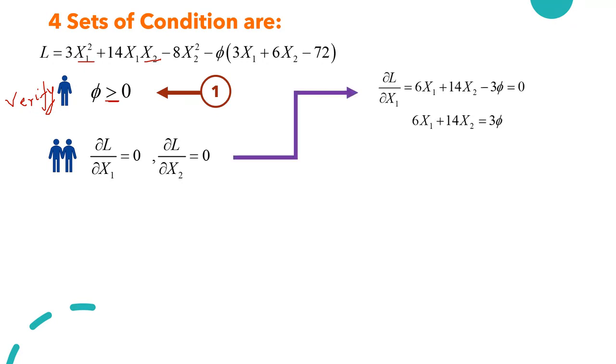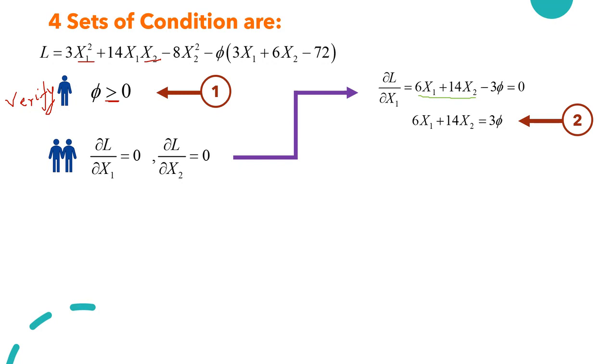The first equation will be, when we differentiate this with respect to x1, we will get 6x1 plus 14x2 minus 3 phi is equal to 0, which means I can write this as 6x1 plus 14x2 is equal to 3 phi. Let me consider this as equation 2.